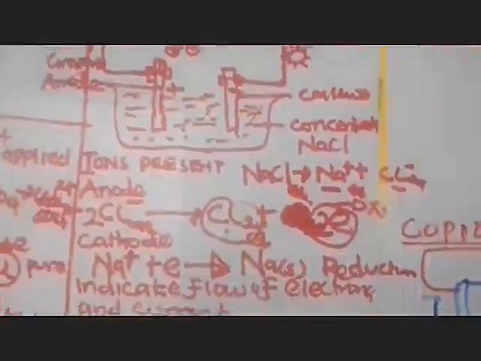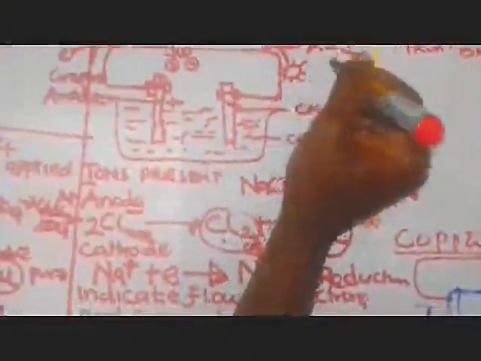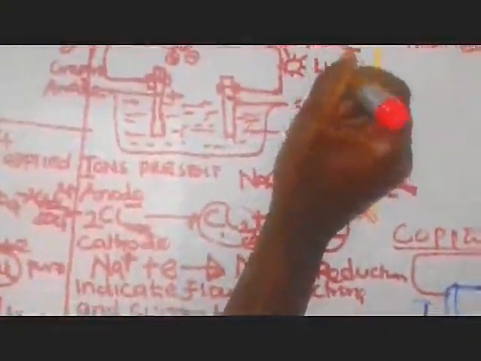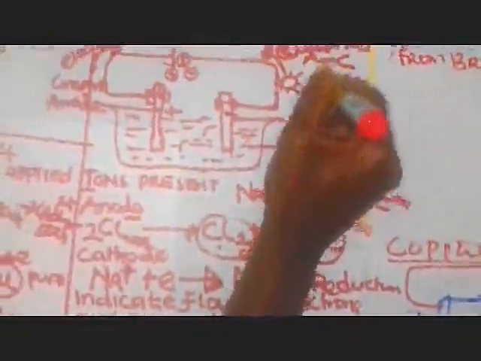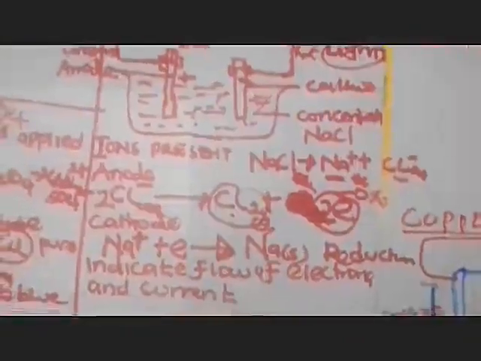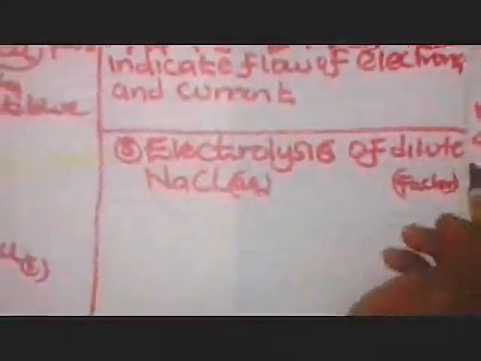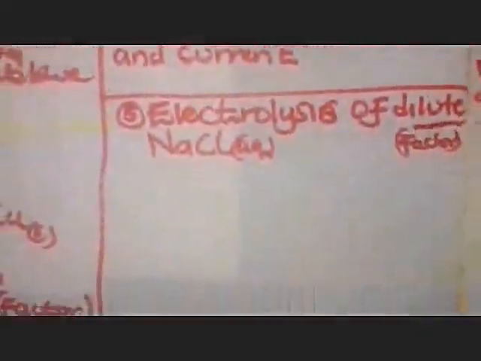As simple as that. So what happens in the bulb when you complete the circuit? This bulb is going to give off light. Gives off light. Meaning we have light. You complete the what? The circuit. Now from there we can move downwards to electrolysis of dilute sodium chloride. Now remember, here we are looking at the factor of concentration. This one has been concentrated sodium chloride, which we are calling brine.